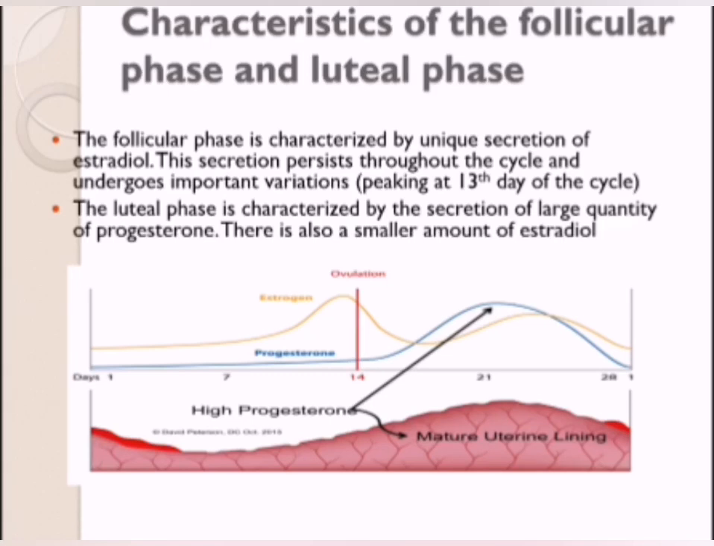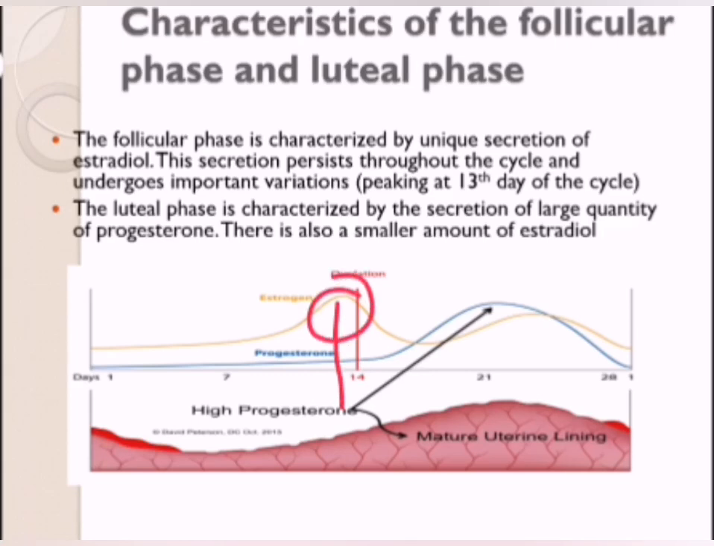Now, the characteristics of the follicular phase and the luteal phase. The follicular phase is characterized by a unique secretion of estradiol. This secretion persists throughout the cycle and undergoes important variation. As you can see in the curve, there is a peak at day 13 of the cycle. Why? Because estrogen is produced by follicular cells and internal theca, and the follicle reaches its maximum size at day 13, where we have the maximum number of follicular cells. So we have a maximum secretion of estrogen hormone. Because of that, we can see the peak at day 13.